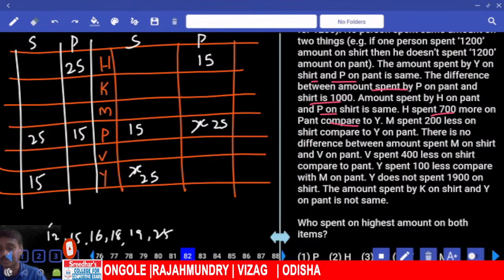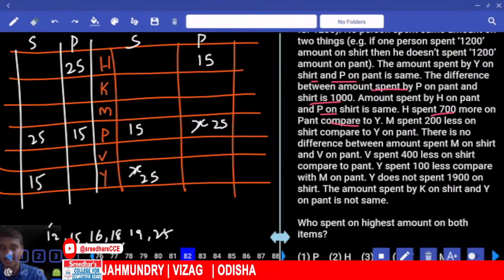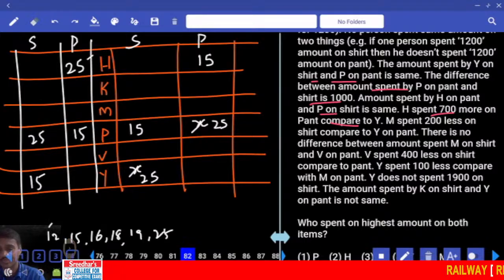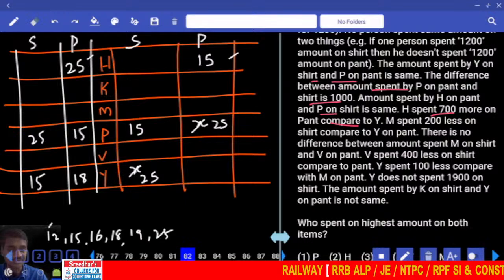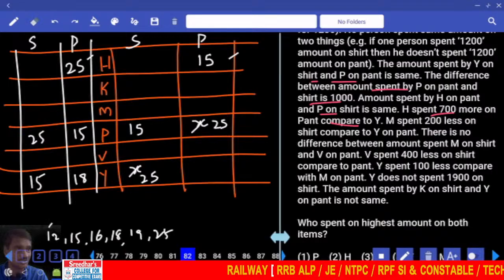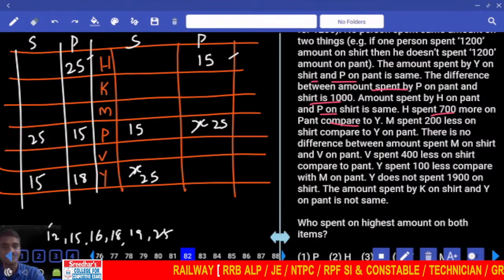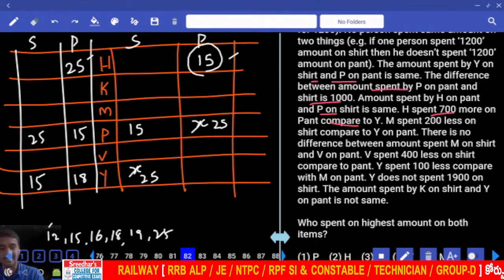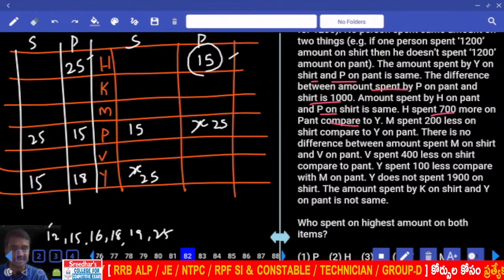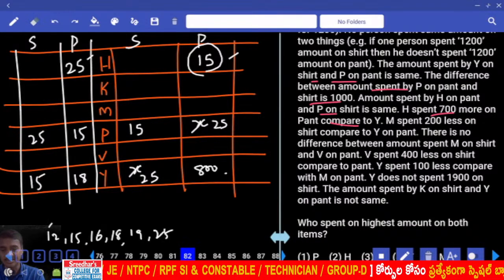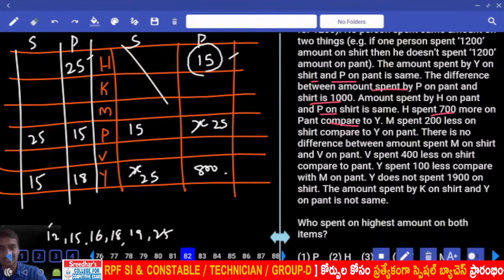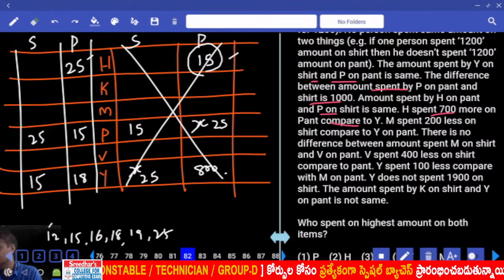H spent 700 more on pant compared to Y. And H spent how much? 25. And this person has bought how much? 18. And this person bought how much? 15. And this person must have bought how much? 8. Is it possible? Here it is 15, so 800 more. Is it 700 or 800? 700. So how much should this be? 800. Do we have that number? No. And this case is ruled out. Now we are left with this case.